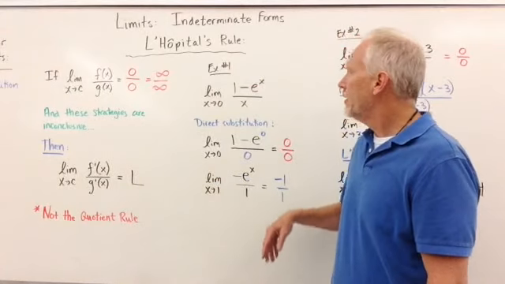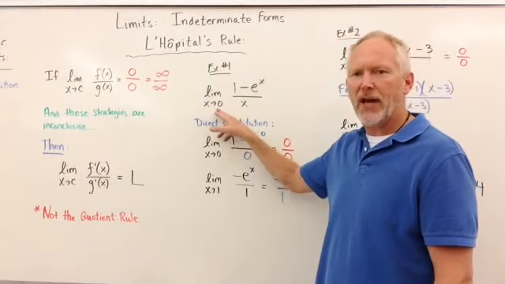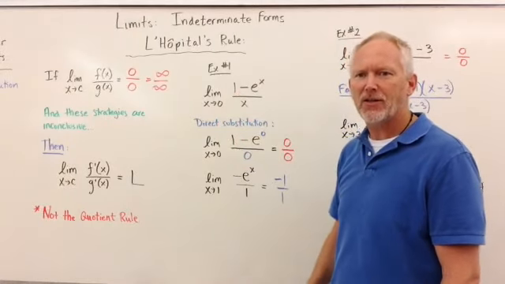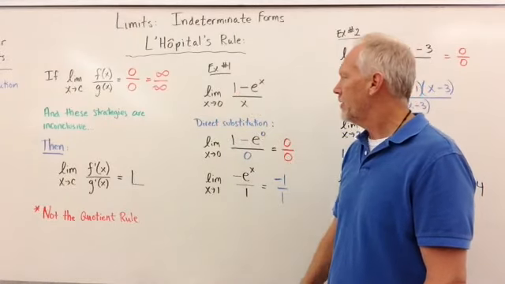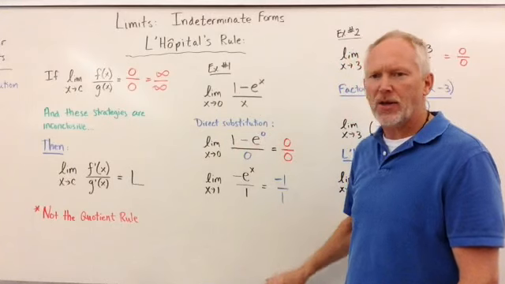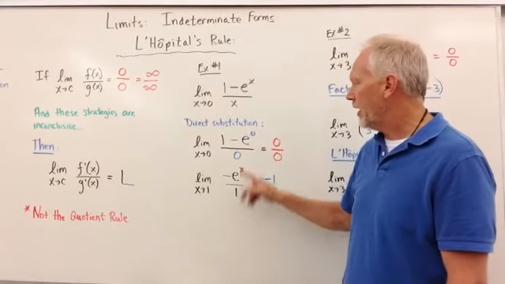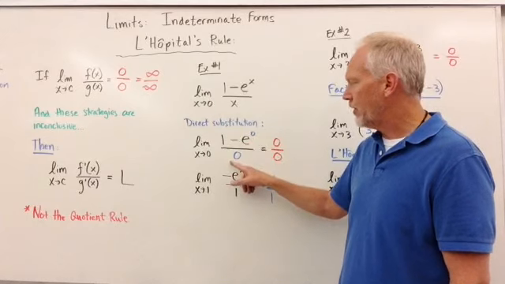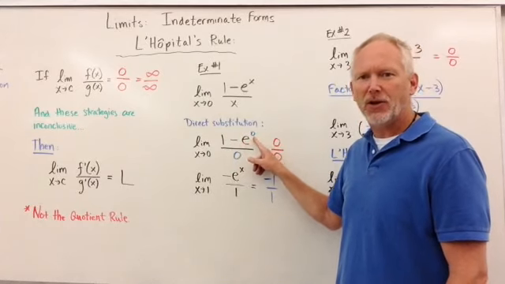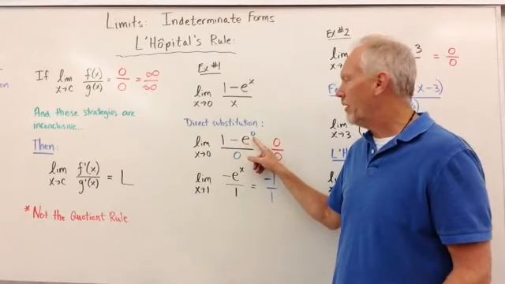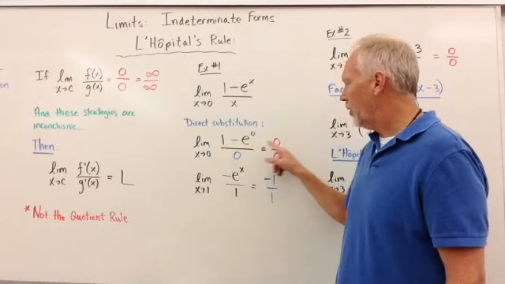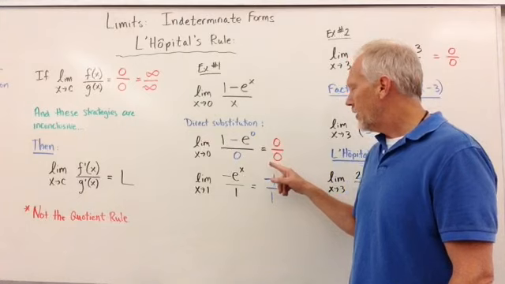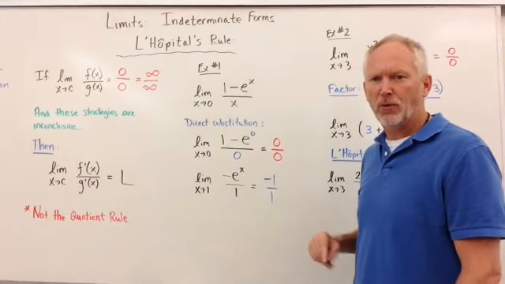Example number 1. We have the limit as x goes to 0 of 1 minus e to the x, all over x. Well, if we try direct substitution, what we're going to get is 1 minus e to the 0, over 0. Well, anything to the 0 power is 1. So 1 minus 1 will be 0. And the denominator is 0, obviously. So that gets ruled out.